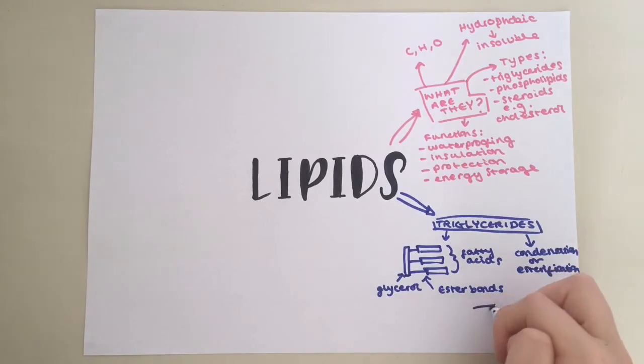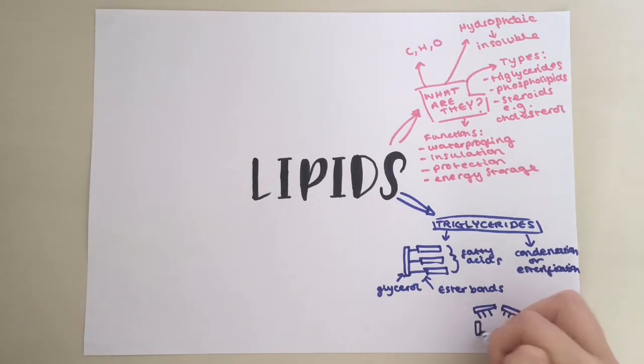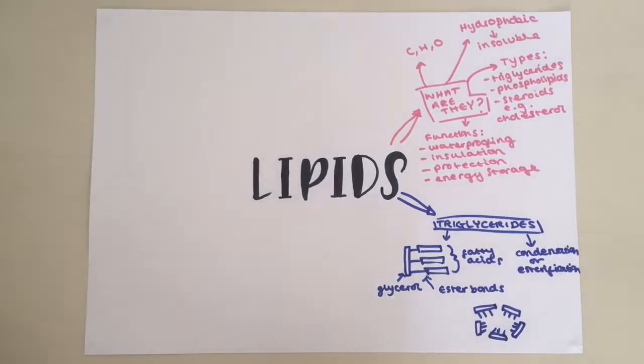In cells, these triglycerides will form insoluble droplets, where the fatty acid tails are basically facing inward, shielding themselves from the water with their glycerol heads, because the fatty acid tails are hydrophobic. So let's look more closely at these fatty acids.